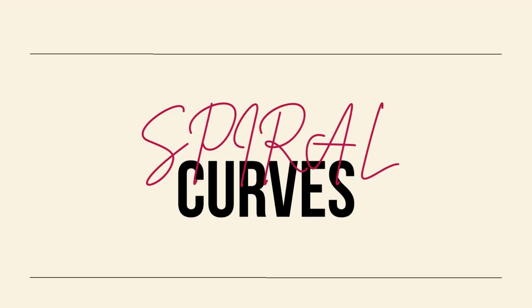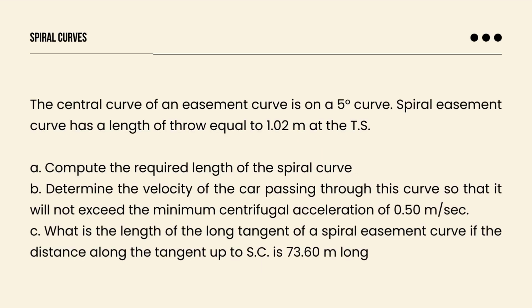Now for the final part, let's solve a problem on spiral curves. The central curve of an easement curve is on a 5-degree curve. The spiral easement curve has a length of throw equal to 1.02 meters at TS. A. Compute the required length of the spiral curve.